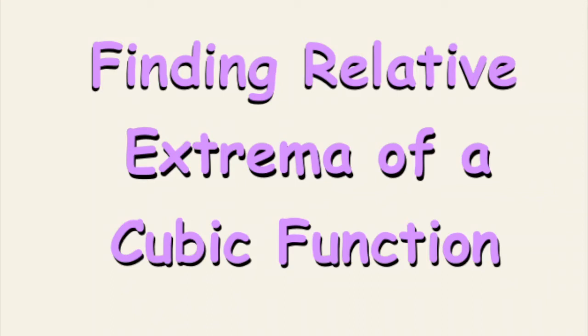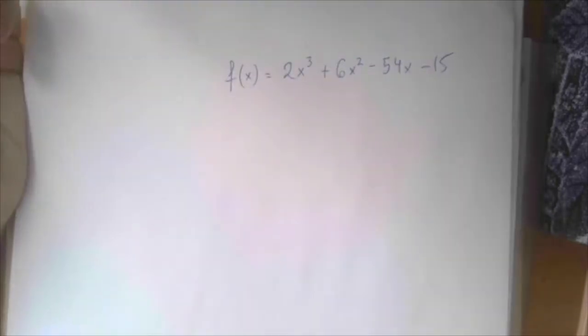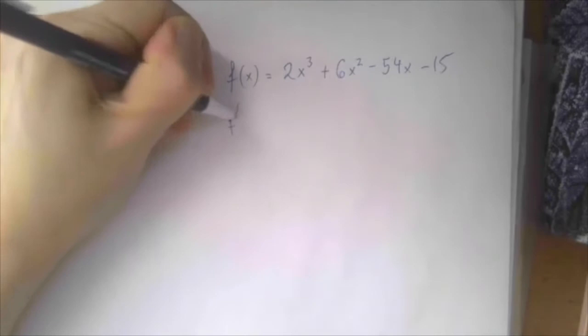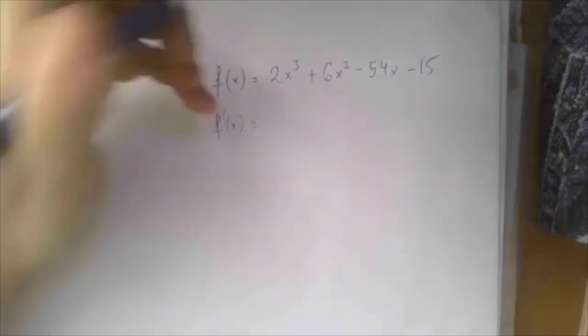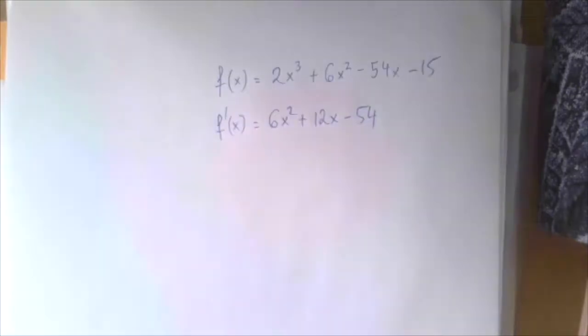Okay, so we're given this function and we have to find relative maximums, minimums, and we have to state our case as to when this function increases or decreases. So let us first differentiate the function and investigate the sign of the derivative. F prime of x is 6x squared plus 12x minus 54.